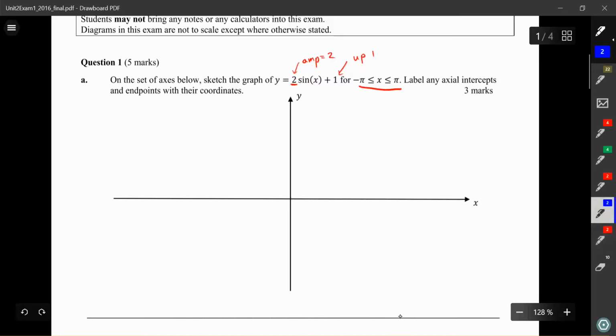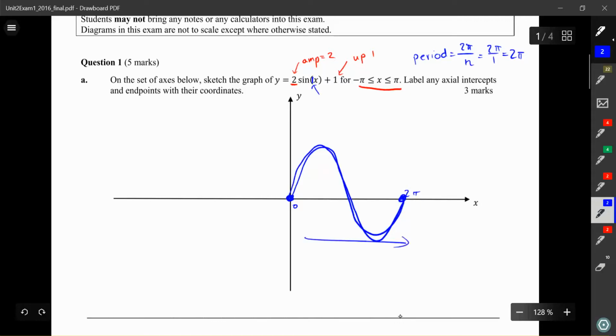So I know the sine graph should normally look like this. That's your normal sine graph, 0 to 2 pi. The thing you have to check is the period. Is the period still 2 pi? In our case, yes it is, because n, which is the number in front of x, is still 1. So it's 2 pi on n, which is 2 pi on 1, and that gives you 2 pi. That just tells me that starting at 0, going through the cycle, I land back at 0 after a distance of 2 pi.